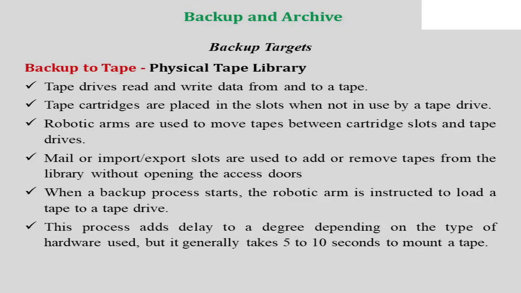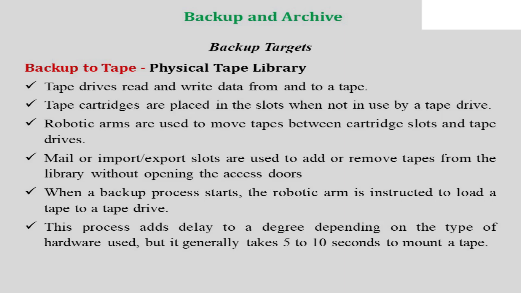Tape drives read and write data from and to a tape. Tape cartridges are placed in the slots when not in use by a tape drive. Robotic arms are used to move tapes between cartridge slots and tape drives. Mail or import-export slots are used to add or remove tapes from the library without opening the access door.